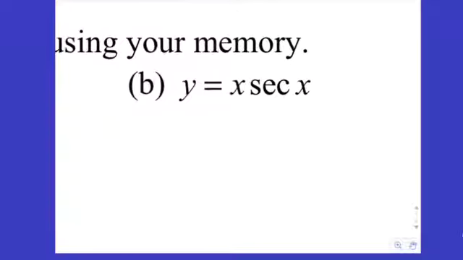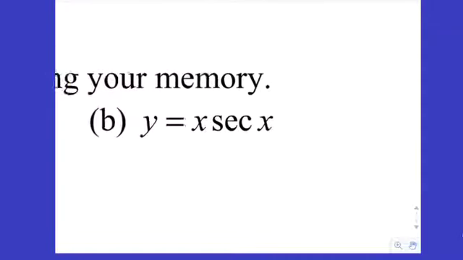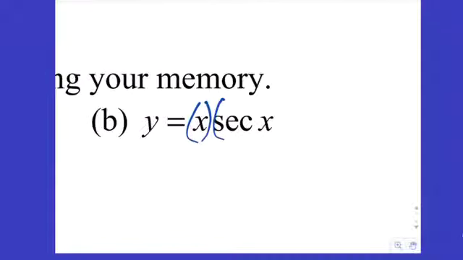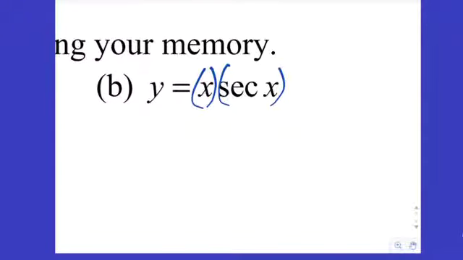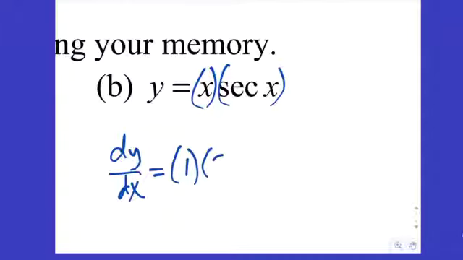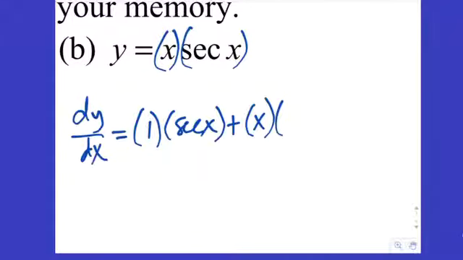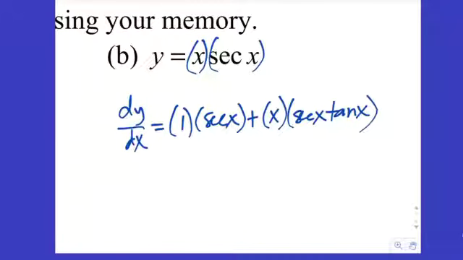All right, letter B, we got x times secant of x. We have a product now, x times secant of x right there. So the derivative of the left is dy dx, or y prime. I like dy dx now. The derivative of x is 1 times secant of x plus x goes along for the ride times the derivative of secant of x, which of course is secant x times tangent of x. And again, you're done with the calculus in 1 easy step.